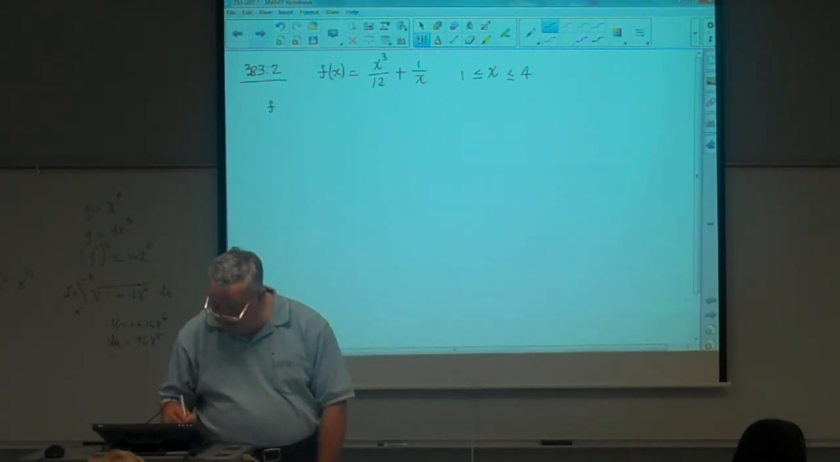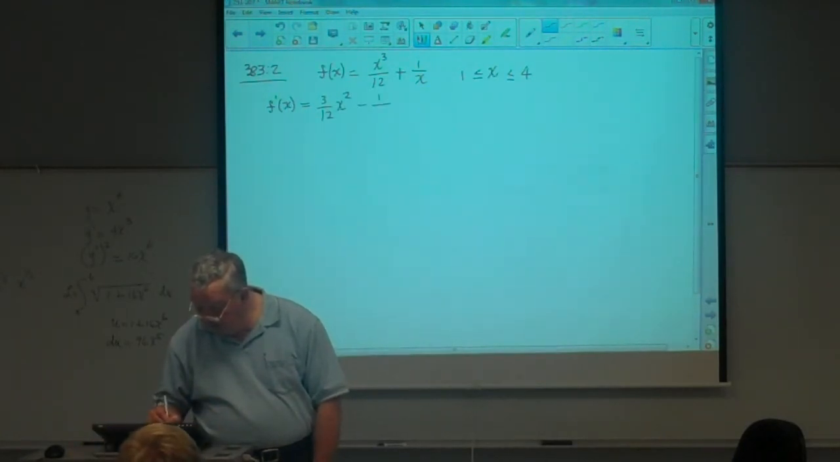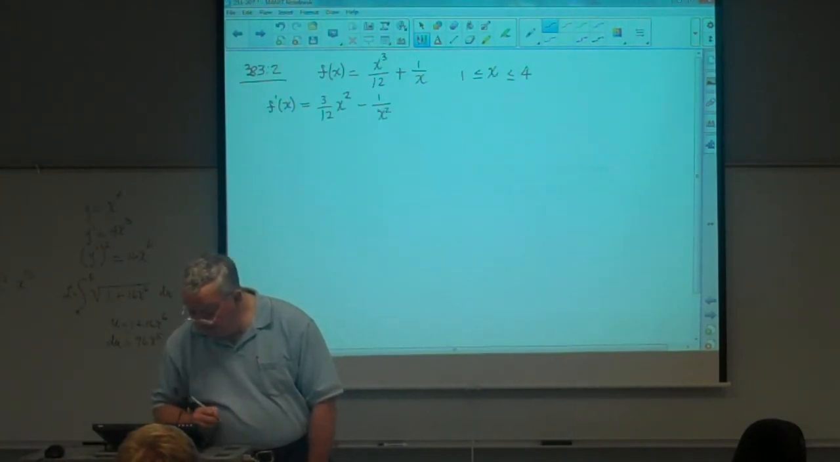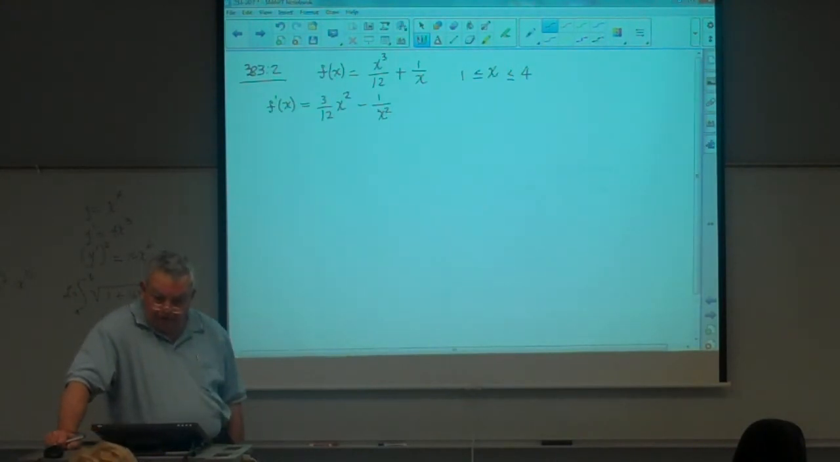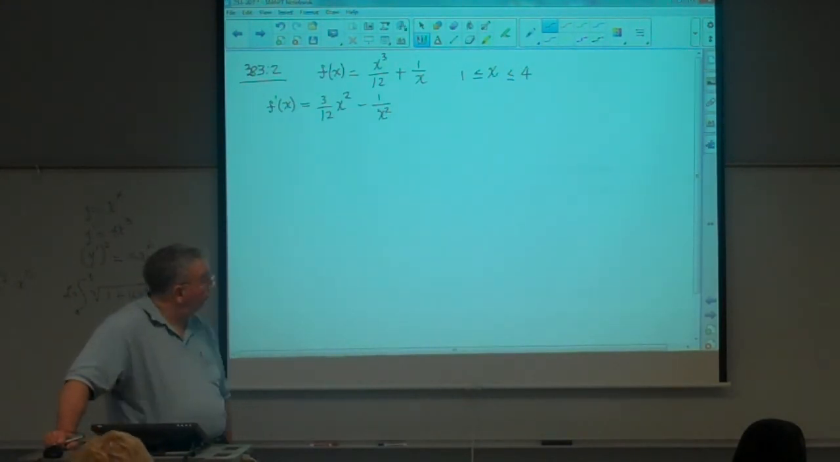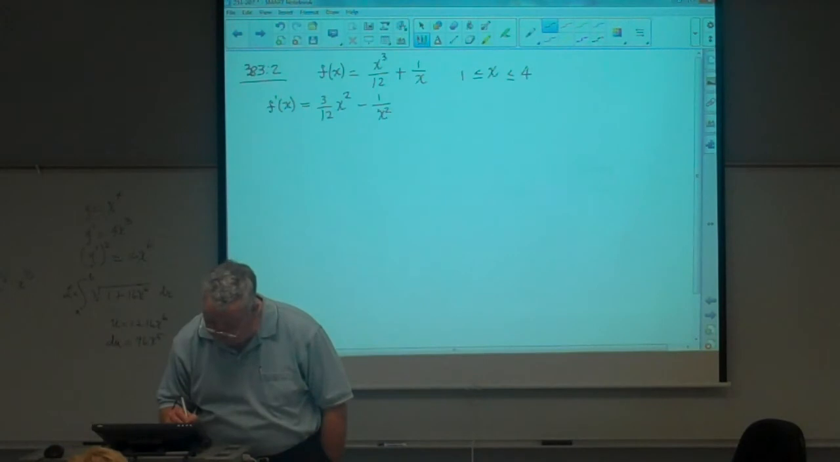And I think the derivative of y is equal to 3 over 12 x squared minus 1 over x squared. Is that right? Everybody agree? Okay. Now, f prime of x squared.